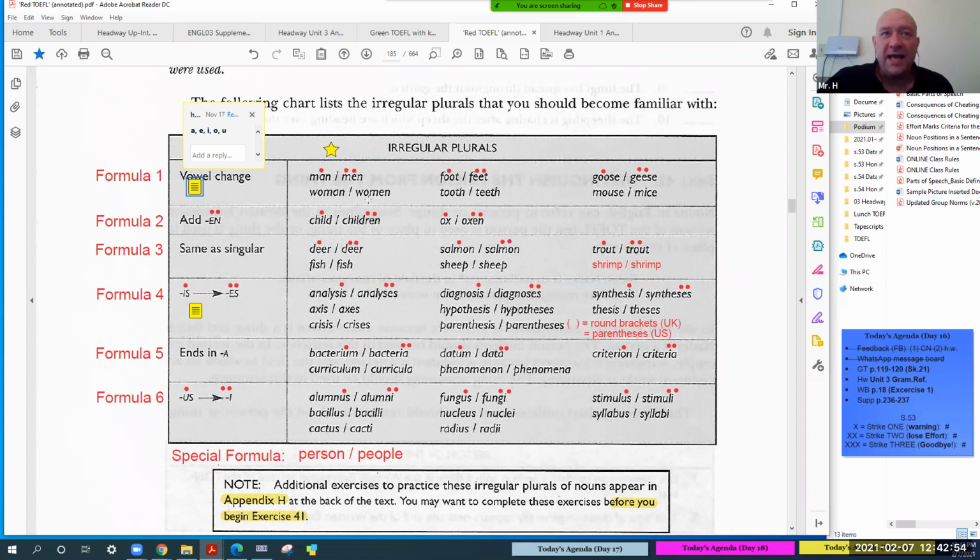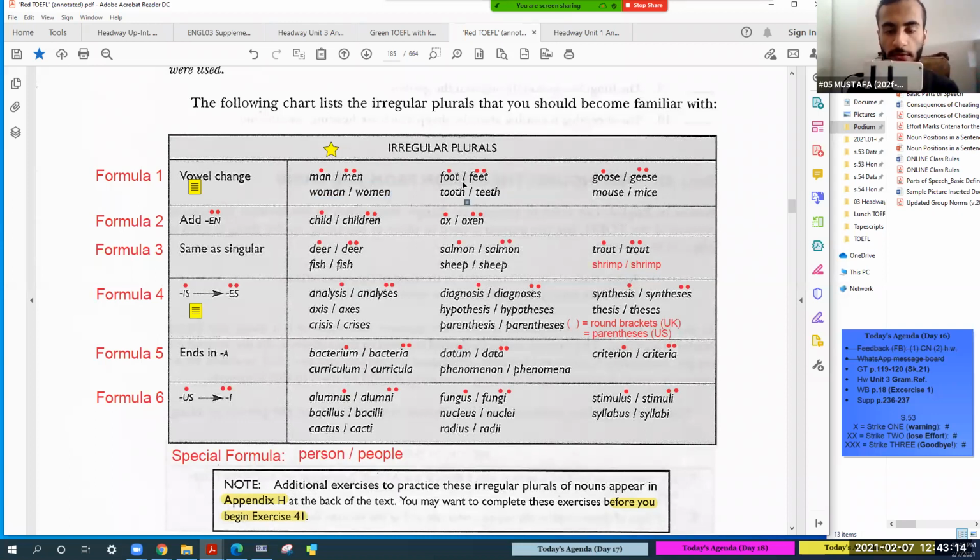Okay. So Saleh, do the first 2 examples. Man, men. And then? Woman, women. Good. All right, then Mustafa, do the next one. Foot, feet. Tooth, teeth. Good. Amjad. Mouse, mice.